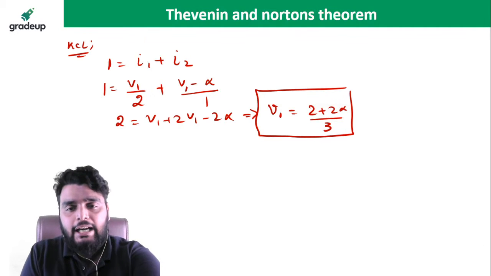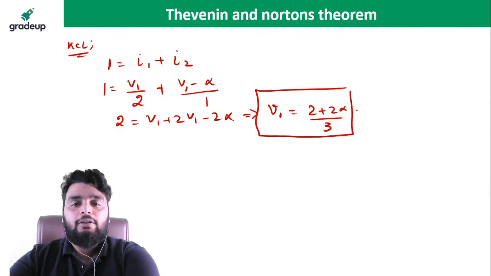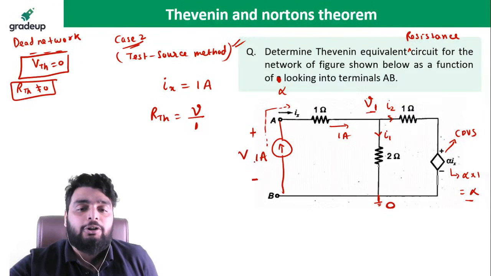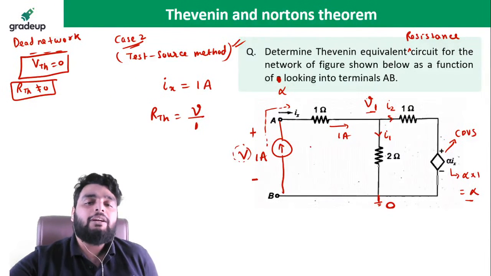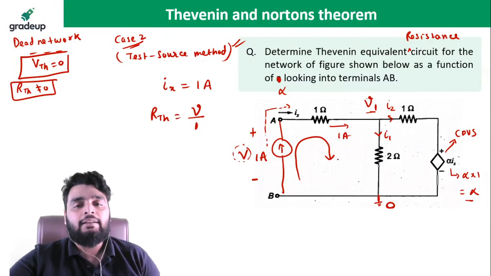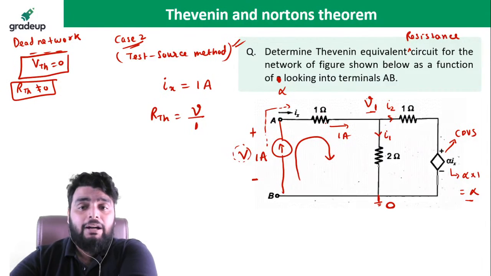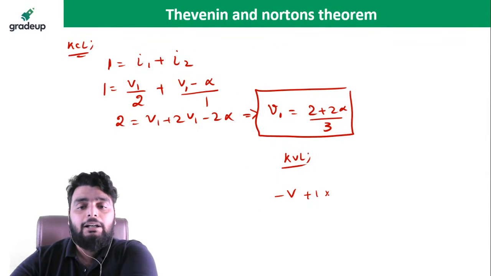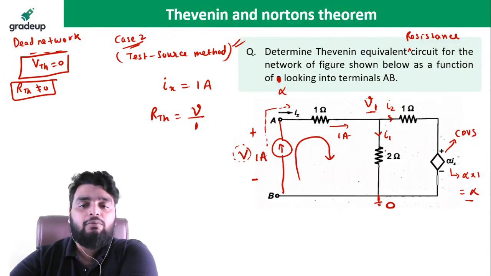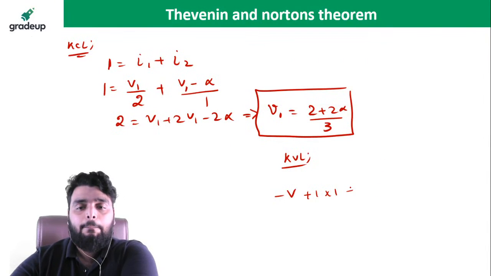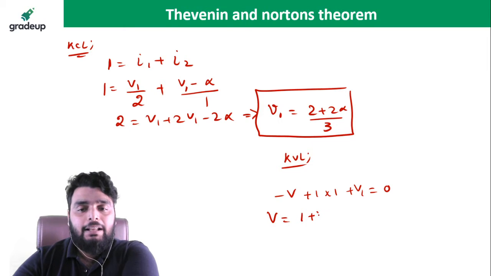Okay guys. Now when V1 is 2 plus 2 alpha divided by 3, I need to find this voltage. So what can I do? Just apply the KVL here. When you apply the KVL, what do you get? Minus V plus 1 multiplied by 1 plus 1 multiplied by 1 plus voltage across 2 ohm. What is voltage across 2 ohm? It is V1. So plus V1 equal to 0. So the voltage comes out to be 1 plus V1.